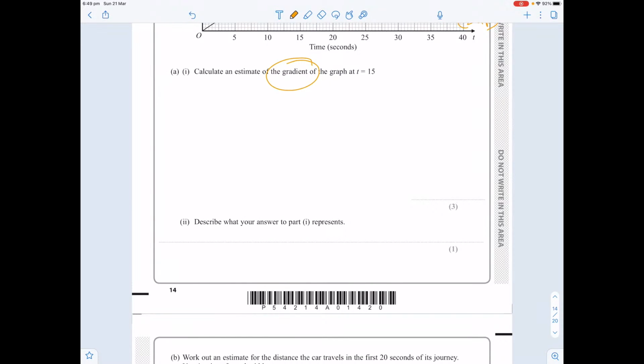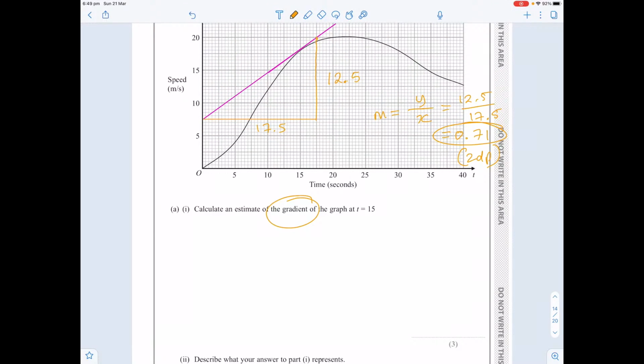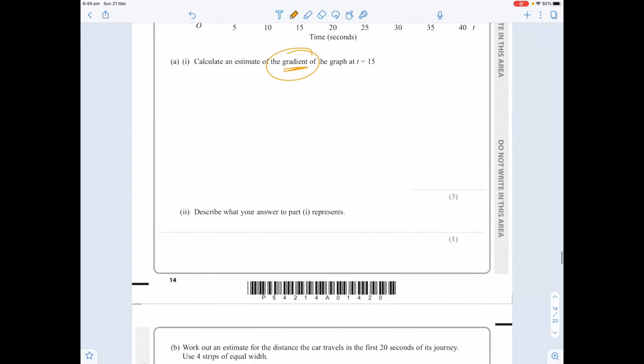All right. So if you read on to part 2, it says describe what your answers to part I represent. So what is this representing? The gradient that we have found, what is it representing? We know that earlier on I mentioned that the gradient for a speed and time graph is the acceleration. So an answer that you will likely write in here is acceleration. This is what it represents. You can also say something like the rate of change, but this is enough for the 1 mark.